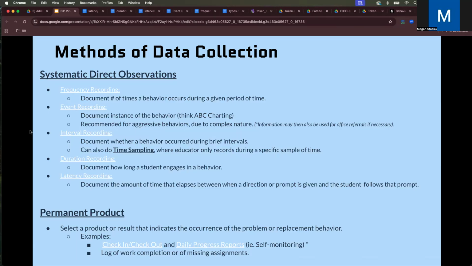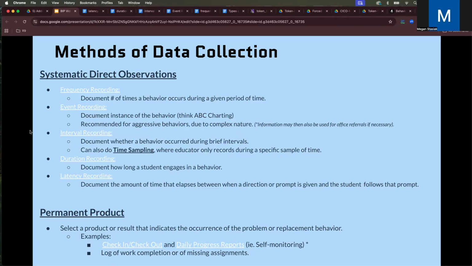You can also keep a post-it handy. I've also seen rubber bands moved from one wrist to another. It really just depends on your style. And you don't have to record every single period of the day for these. It's just when you want those systematic direct observations.